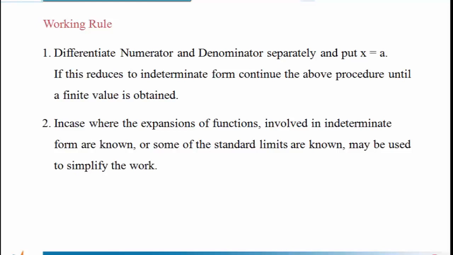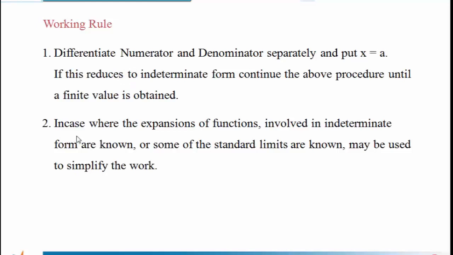Here note that many students are not using the L'Hospital rule properly. If the form is u by v, they try to use the quotient rule of derivative, but here we do not apply the quotient rule of derivative. Here we have to differentiate the numerator separately and the denominator separately.